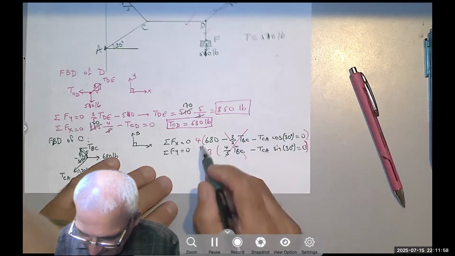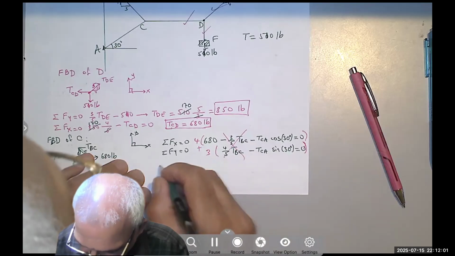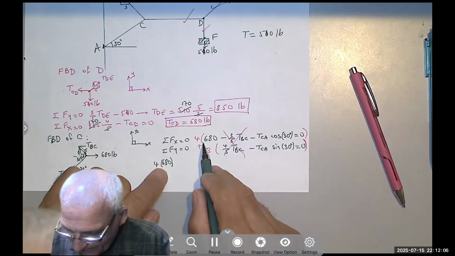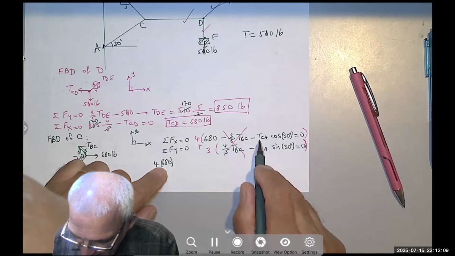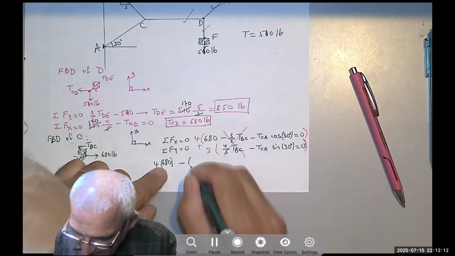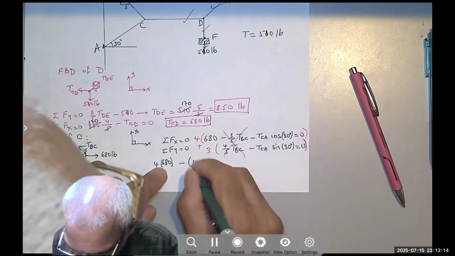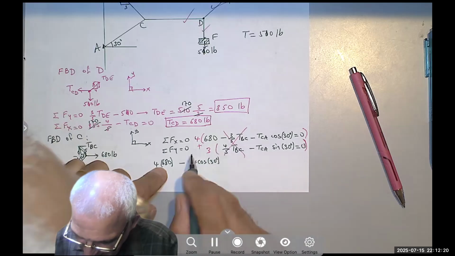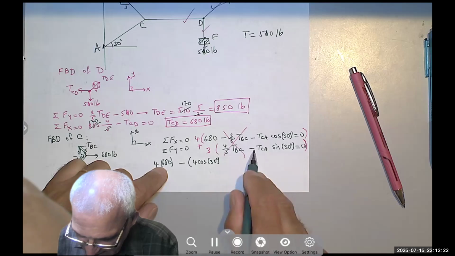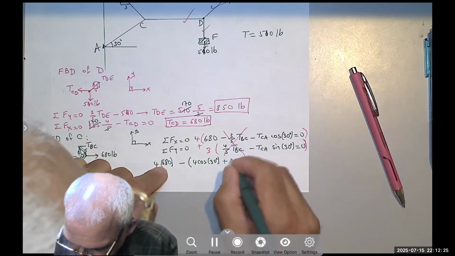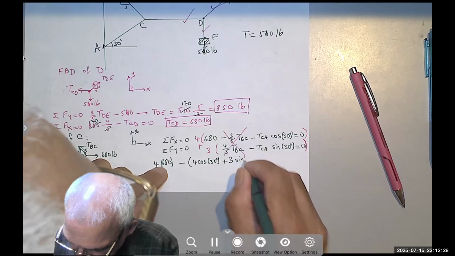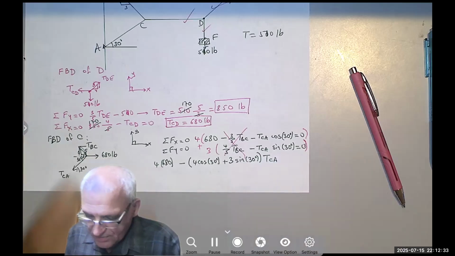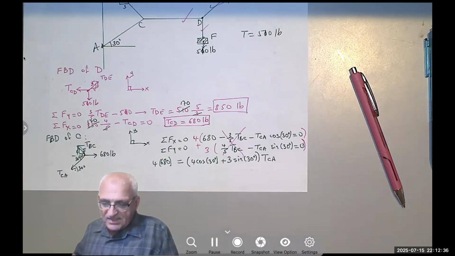And then when I add this, I will get 4 times 680, minus, here I have 4 cosine 30, plus, but I took a negative sign out, and this is negative. That's why I say plus here, plus 3 sine 30 TCA equals 0. When I move this to the other side, I can say equals that.